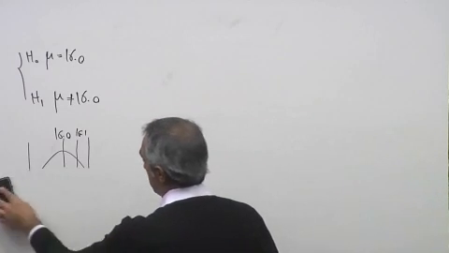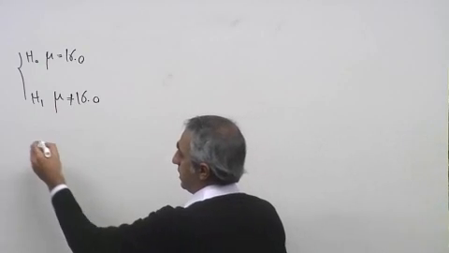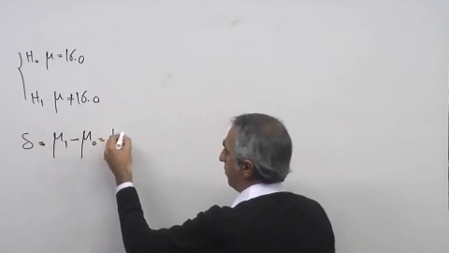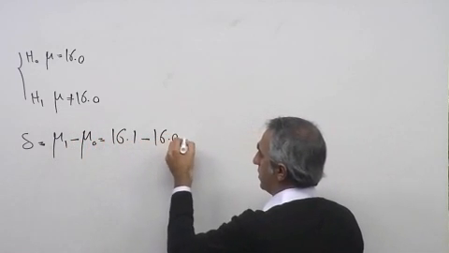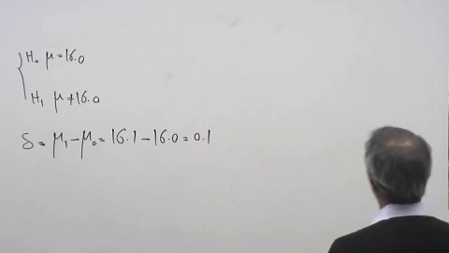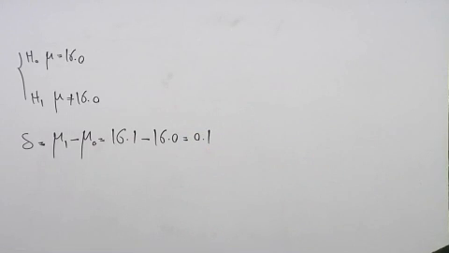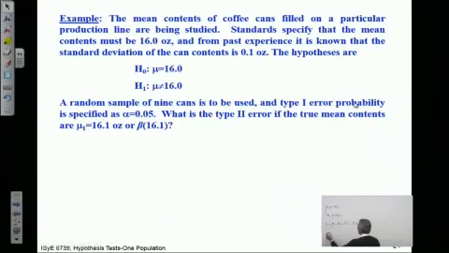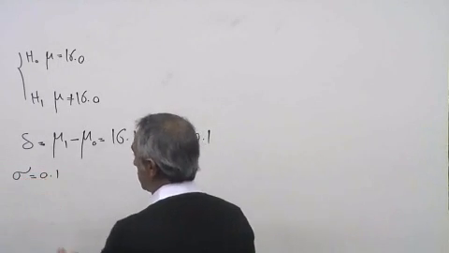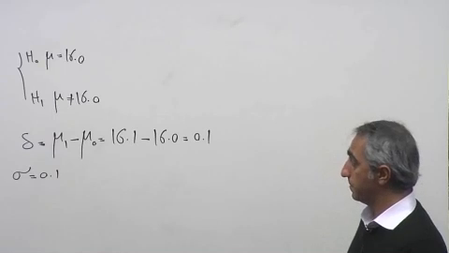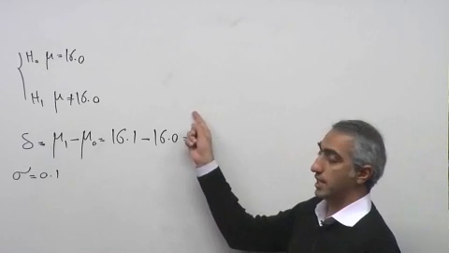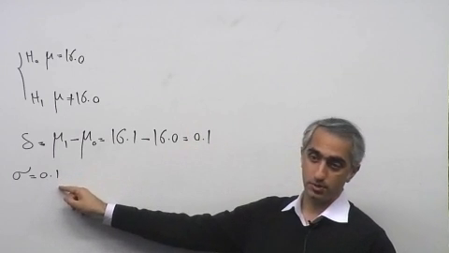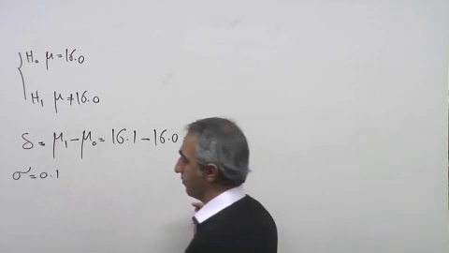But we can use the equation as well. So delta is what? It is mu1 minus mu0. So your mu1 is 16.1, your mu0 is 16, so 0.1 is your delta, and your sigma is 0.1. This is not exactly one standard deviation, because the standard deviation of x bar is sigma divided by square root of n. Okay? So that's the difference.